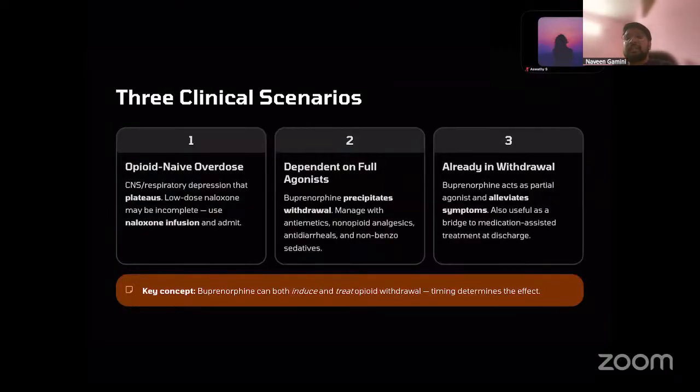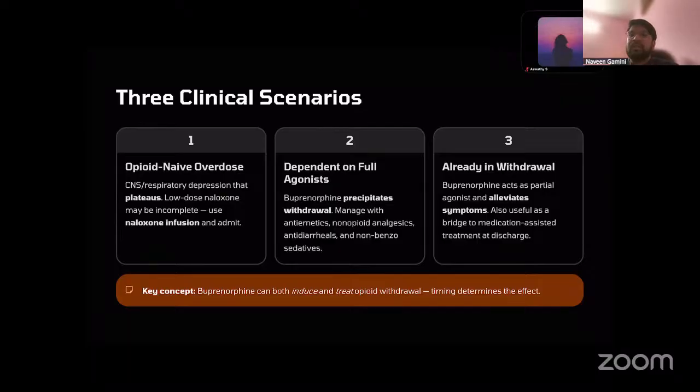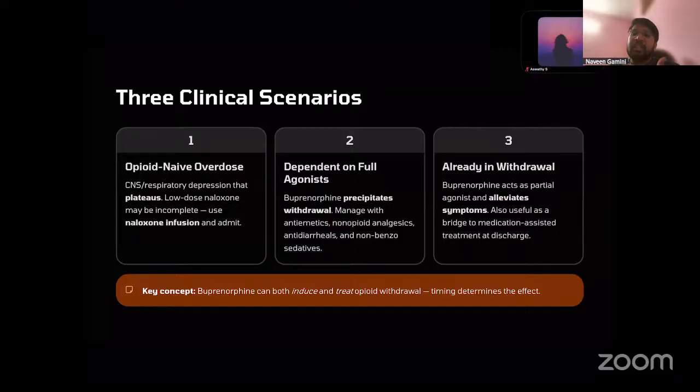Next, now we need to understand three clinical scenarios. Depending on the clinical scenario, the action of buprenorphine matters. Suppose the patient is opioid naive, that is, he is taking an opioid for the first time. In that patient, when there's an overdose, CNS and respiratory depression happens and that plateaus because buprenorphine, as previously explained, is a partial mu agonist. So in these cases, a low dose naloxone will be incomplete. We need to use naloxone infusion and we need to admit the patient. So when there is an opioid overdose of buprenorphine, we need to have a naloxone infusion and admit.